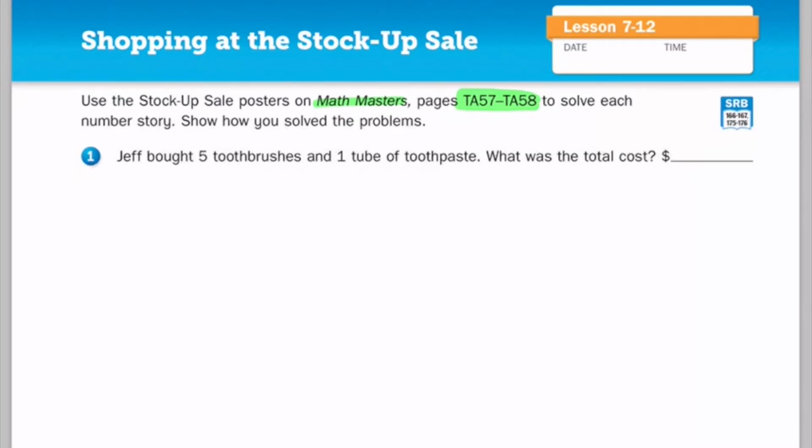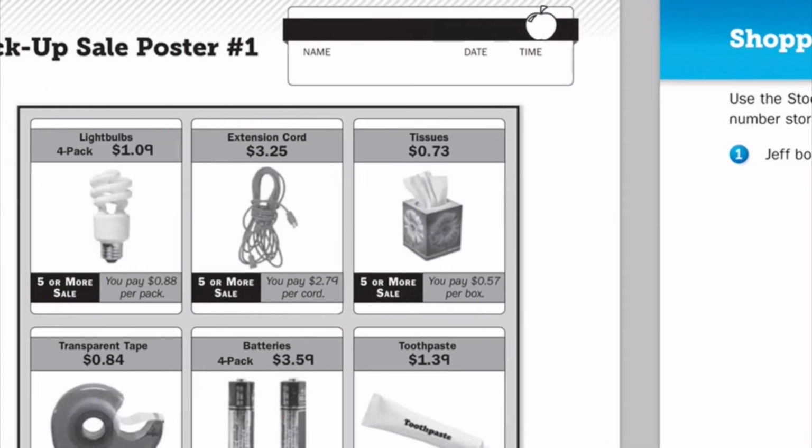Okay, so it says use the stock up sale poster on Math Masters, pages TA57-TA58 to solve each number story. Show how you solved the problems. Number 1, Jeff bought 5 toothbrushes and 1 tube of toothpaste. What was the total cost? So he purchased 5 toothbrushes and 1 tube of toothpaste. Let's go look at how much those items cost.